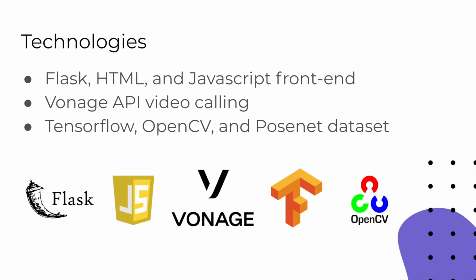Our front end is built using Flask, HTML, and JavaScript. Using the Vonage Video API, we integrate a video call into our website and obtain recordings of the current participant. Our backend extracts actions from the videos and passes them to our computer vision model. This model is built using TensorFlow and OpenCV in Python, alongside the Posenet dataset to establish the key points of the body.